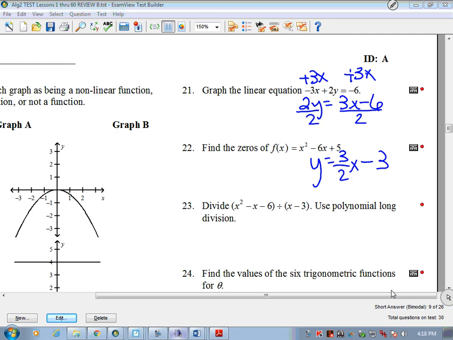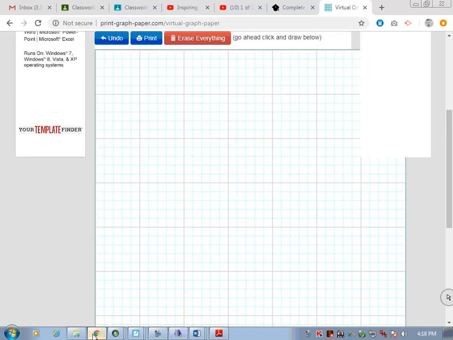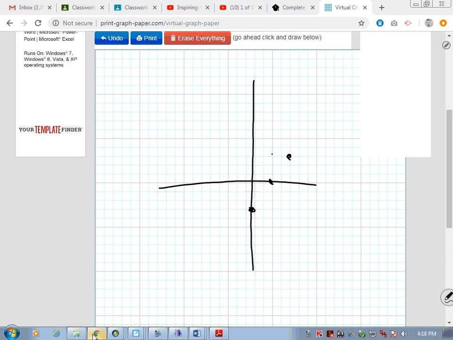Then we can go over to our graph. It's going to be pretty rough. We had y equals 3 halves x minus 3. So negative 1, negative 2, negative 3. And we're going to go up 3 over 2, up 3 over 2, so that we see something like that. You can make more out of that if you wanted to, but that's just a start to it.